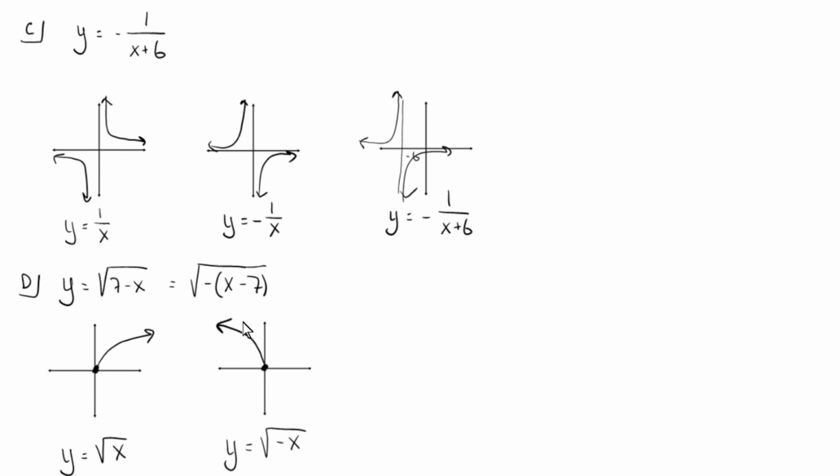Reflected about the y-axis. And then finally we are subtracting 7 like that, and this will translate this graph 7 units to the right. So instead of starting here, we're moving 7 units to the right. It's going to start over here, and it's going to look like that.